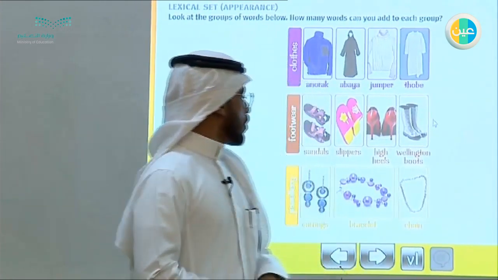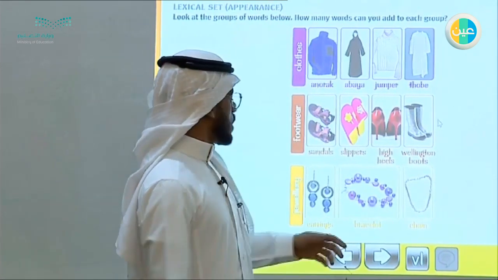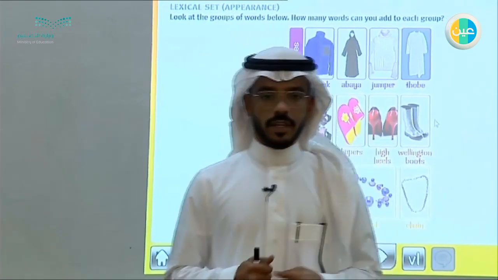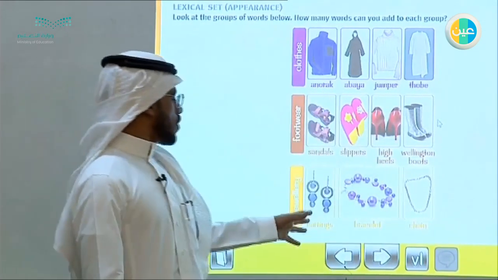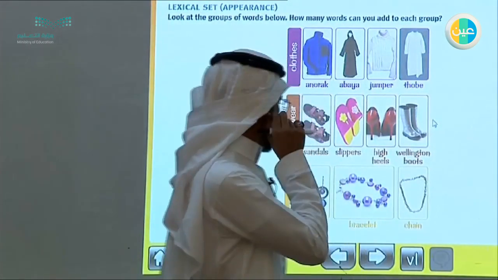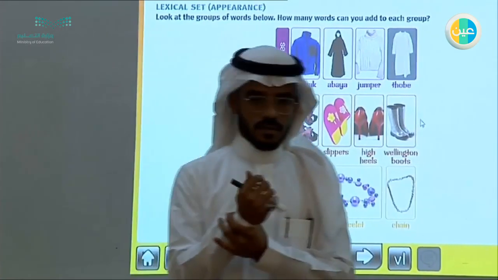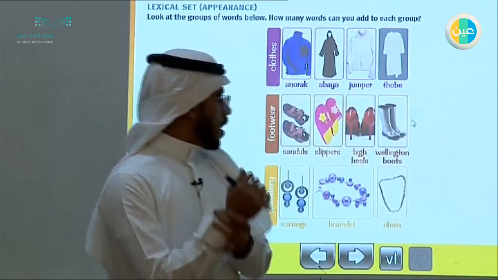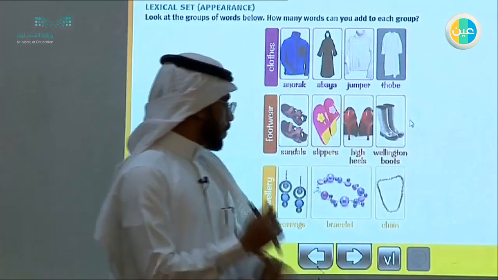الحذاء المطاطي الطويل. The last group is about jewelry. Jewelry اللي هي المجوهرات تستخدم للزينة. The first one is earrings. You put it in your ear. The second one is bracelet. Use it around your wrist اللي هو السوارة.